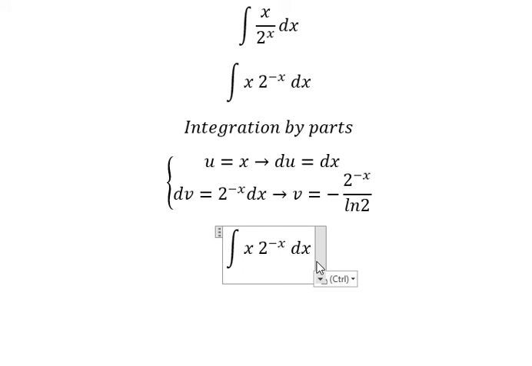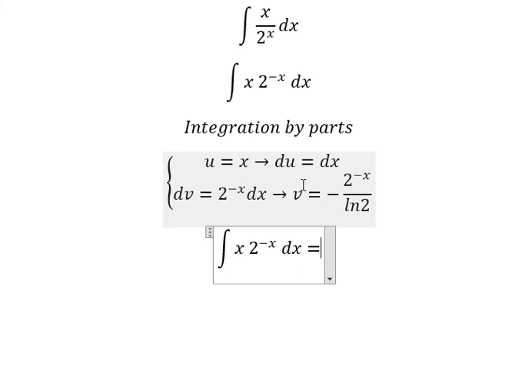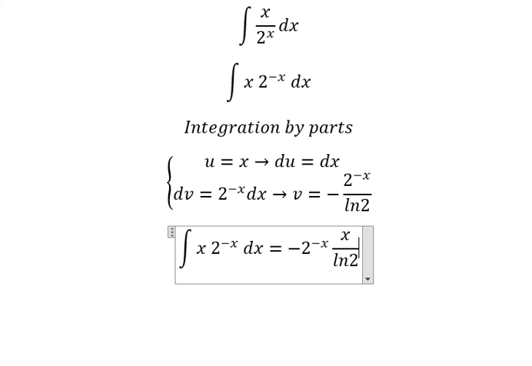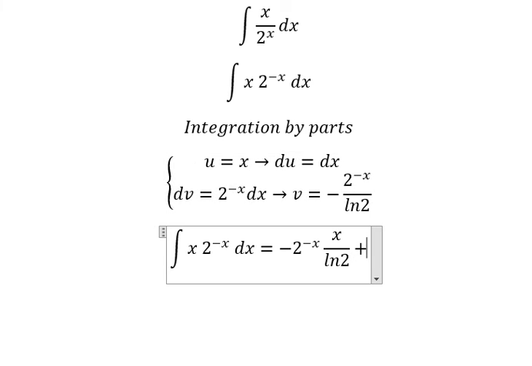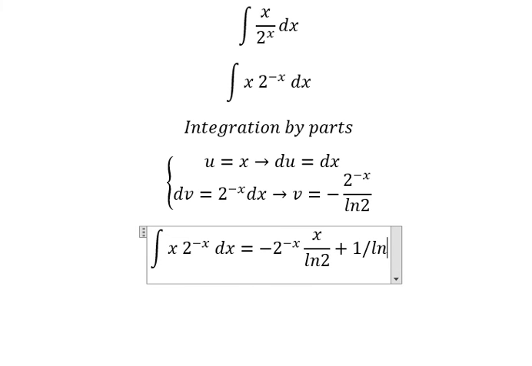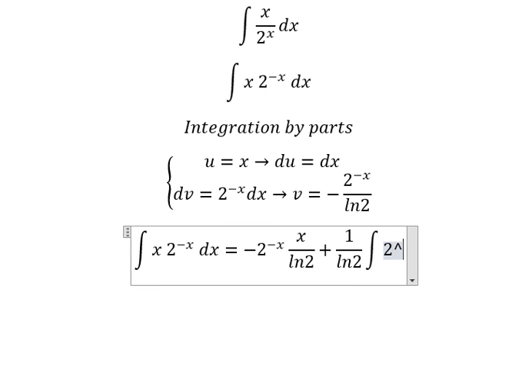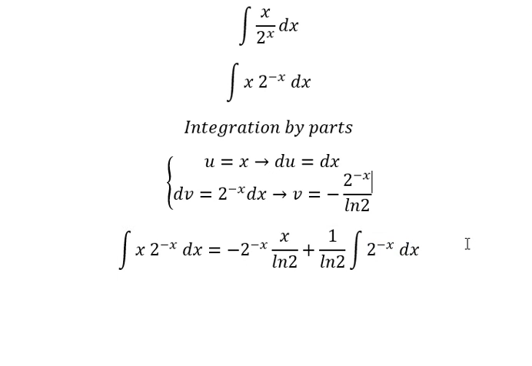So we have u multiplied by v, so we have negative 2 to the power of negative s multiplied by s over ln 2. Du multiplied by v, so we have the negative sign in here, so we change to positive because we have negative in here, 1 over ln 2, and we have the integration of 2 to the power of negative s ds.